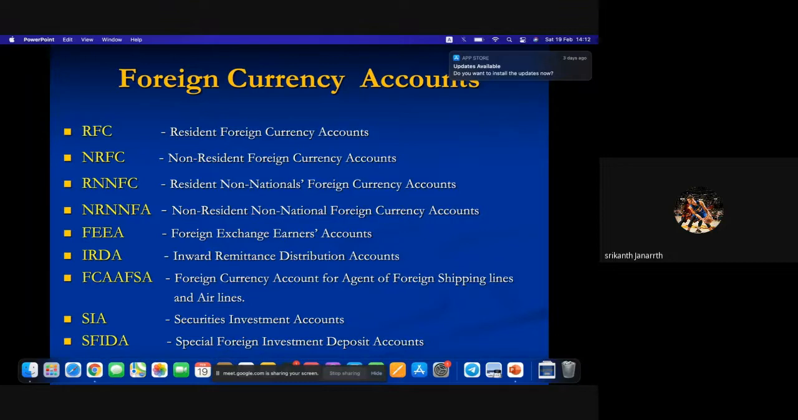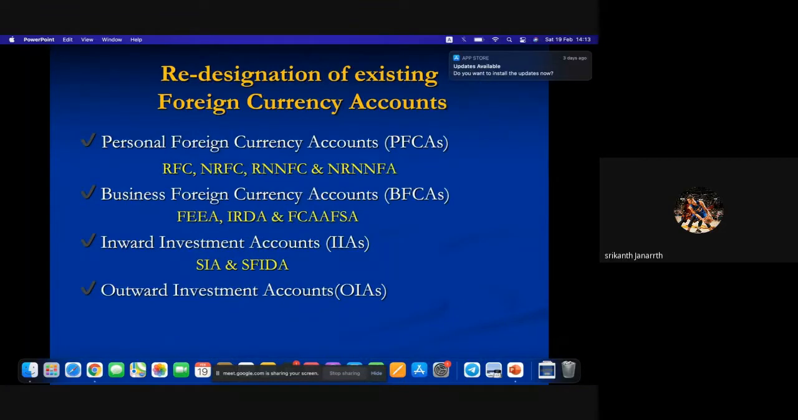There is an account where the Sri Lankan businesses can distribute salaries of crew members or people working in the aircraft or ship, to pay their salaries. So that distribution account is also permitted to open as a business foreign currency account. Earlier there was a separate account called inward remittance distribution account. Then you have an account for airline and shipping. The account title goes as foreign currency account for agent of foreign shipping line and airline. So shipping lines and airlines are also permitted to open. So these 3 categories are now considered as business foreign currency account.